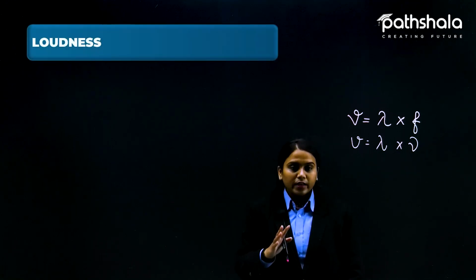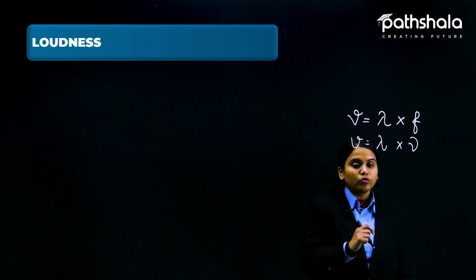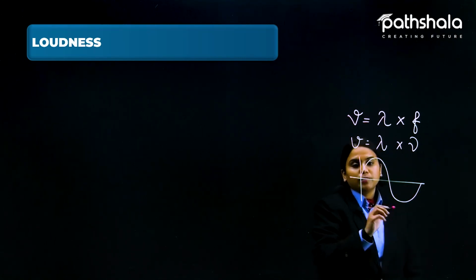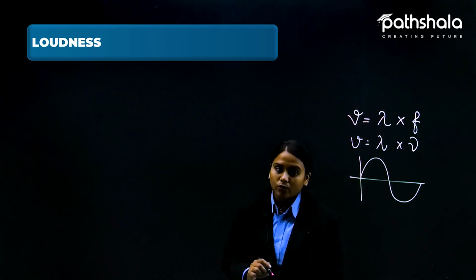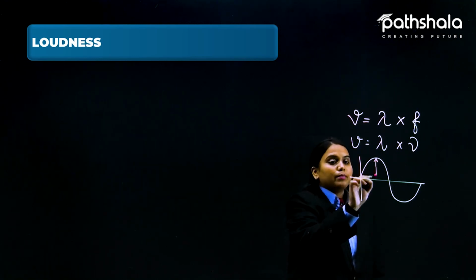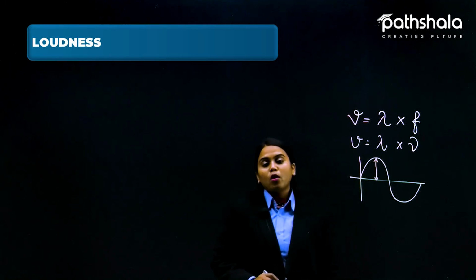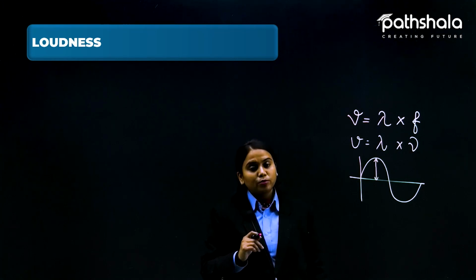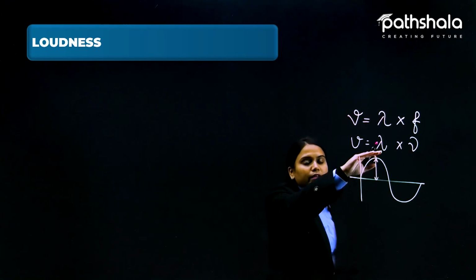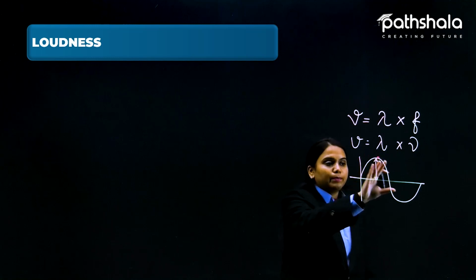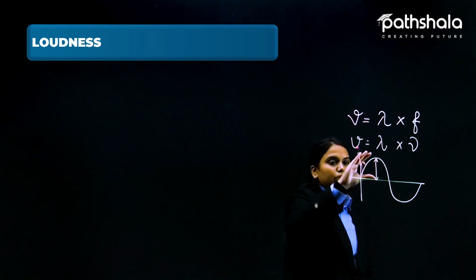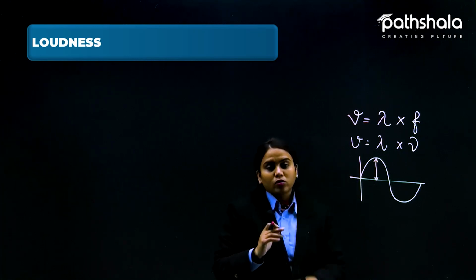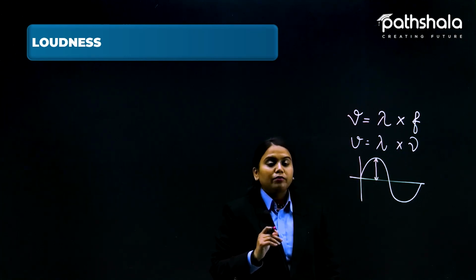Like loudness. As I have told you, in the wave, the amplitude part matters: the more the amplitude, the more the loudness will be. And what is amplitude? The maximum displacement from the mean position. The maximum displacement will also depend on the lambda part, because that much height would be traveled according to the height. The distance part also matters, and that will give you the wavelength.